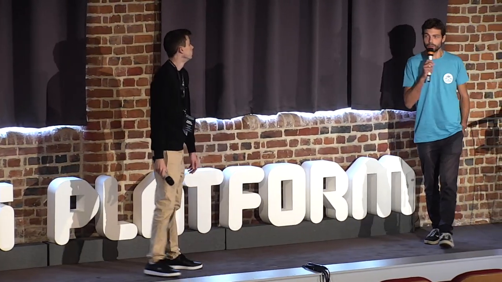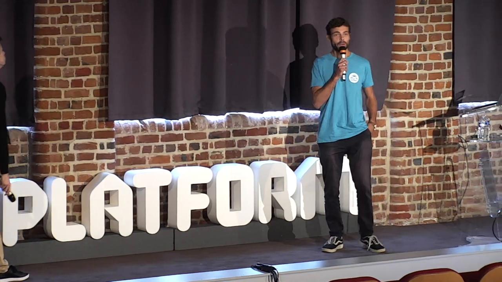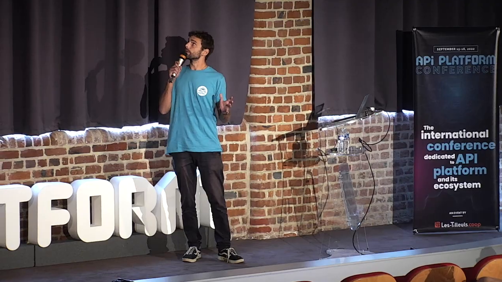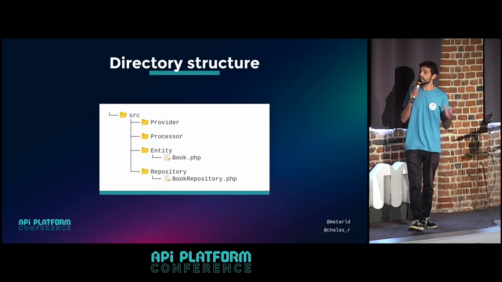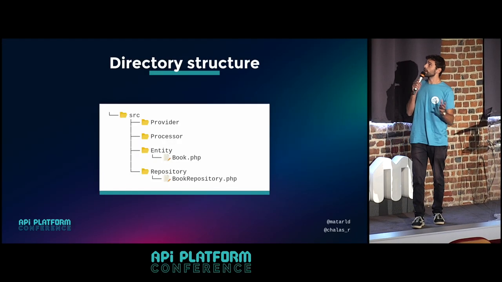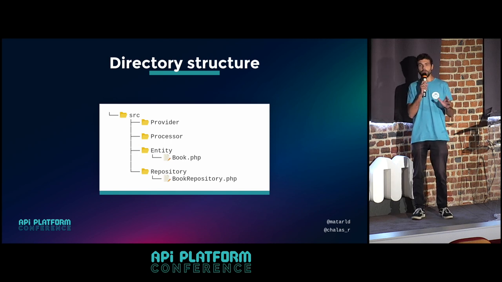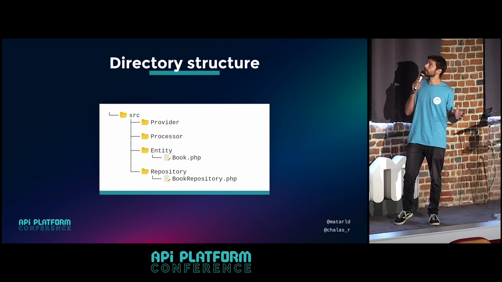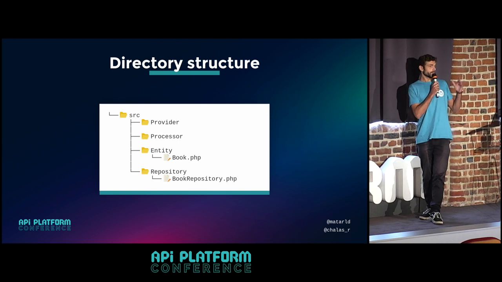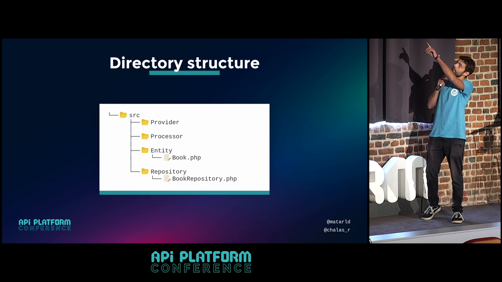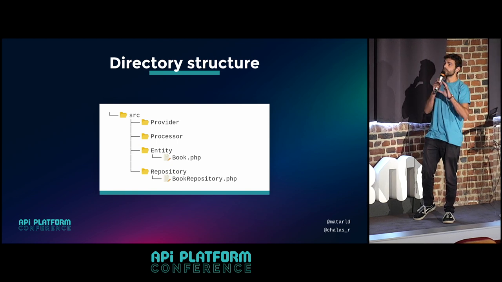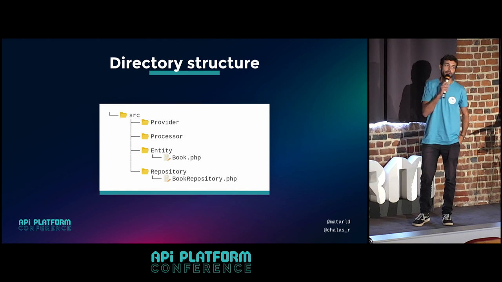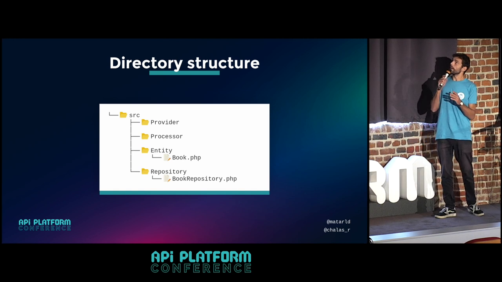Okay, so thanks, Robin, for the reminders. Now let's look at the code, or rather at the directory structure. Here you can see a classic directory structure of an API platform project. So if you ever worked with API platform before, you're a bit like at home, right? The thing is, you might have noticed the provider and processor folders, which are the new API platform 3 version of the data providers and data persisters.